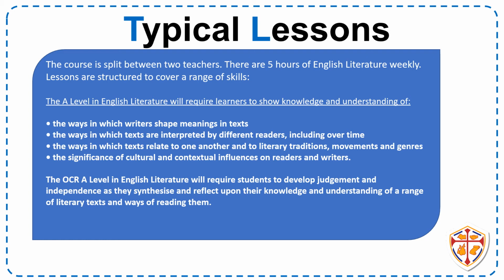The A-level in English literature will require learners to show knowledge and understanding of the ways in which writers shape meanings in texts, the ways in which texts are interpreted by different readers, including over time, the ways in which texts relate to one another and to literary traditions, movements and genres, and the significance of cultural and contextual influences on readers and writers. The OCR A-level in English literature will require students to develop judgment and independence as they synthesize and reflect upon their knowledge and understanding of a range of literary texts and ways of reading them.